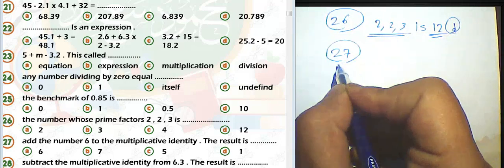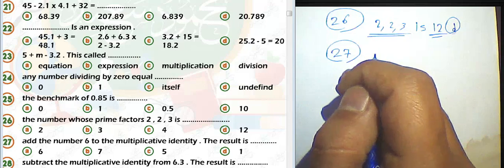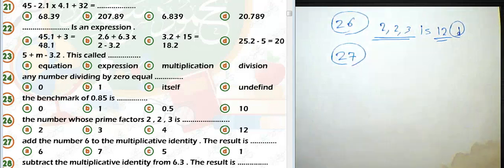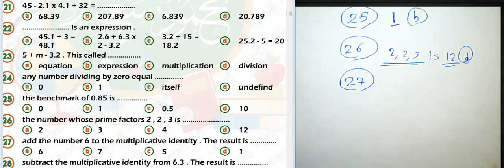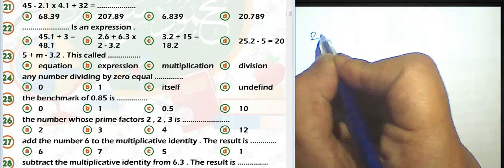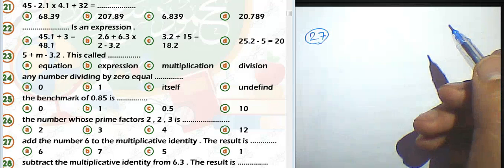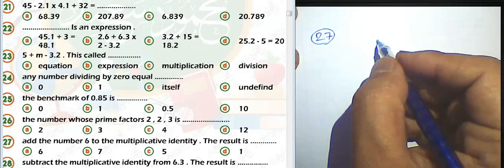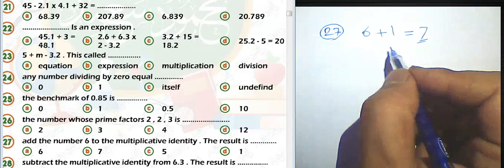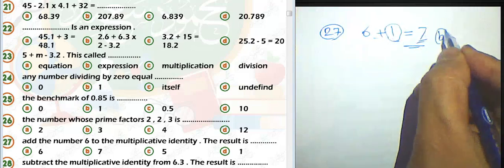Question 27 here. Sorry, question 27. Okay, question 27. Look with me at question 27 here. 8 is a number, 6 and 2, multiplicative identity. The multiplicative identity is 1. So we must add 6 and the multiplicative identity. The result will be 7. Again, 6 plus the multiplicative identity: the multiplicative identity is 1, 6 plus 1 equals 7. So we must choose letter B for question 27.